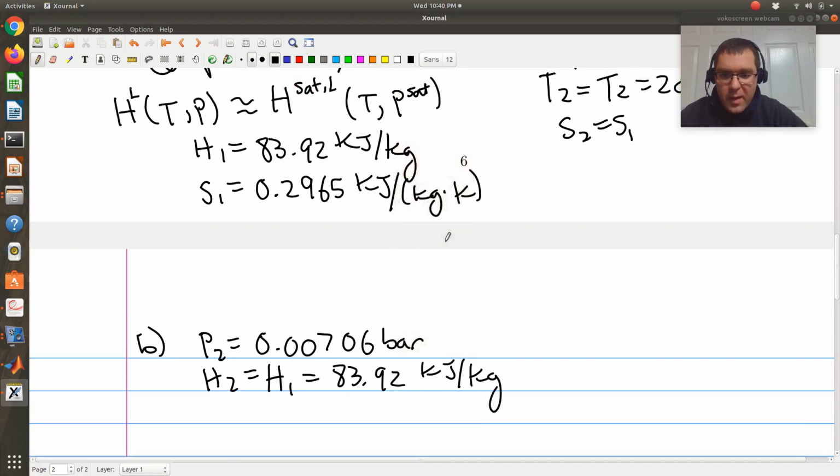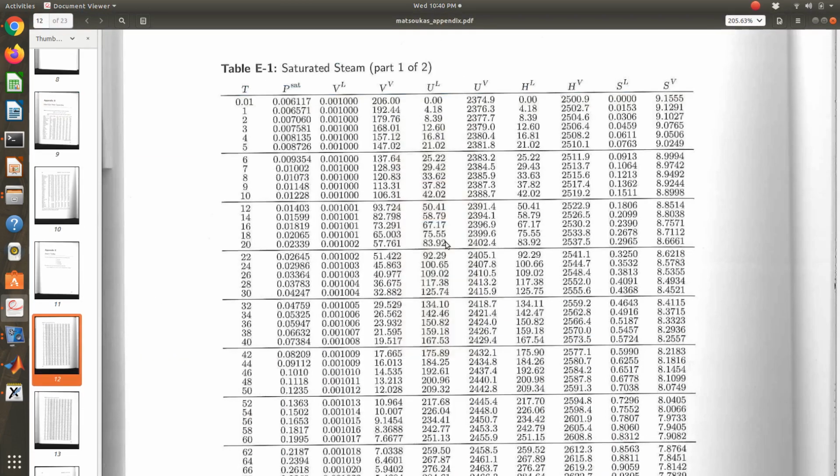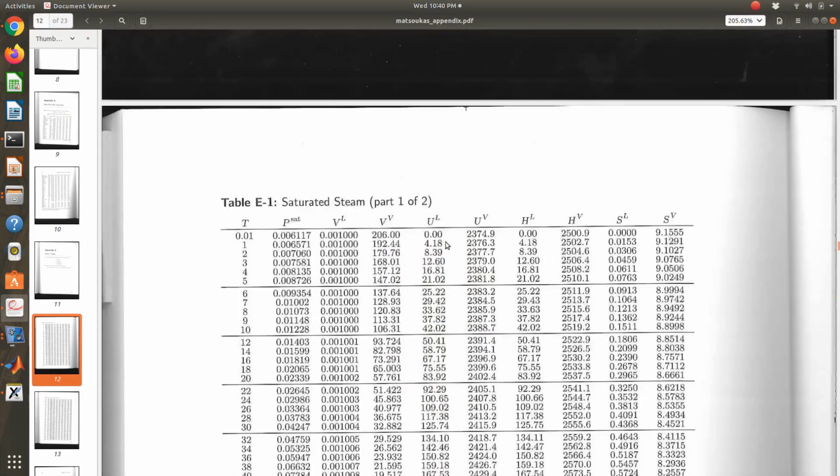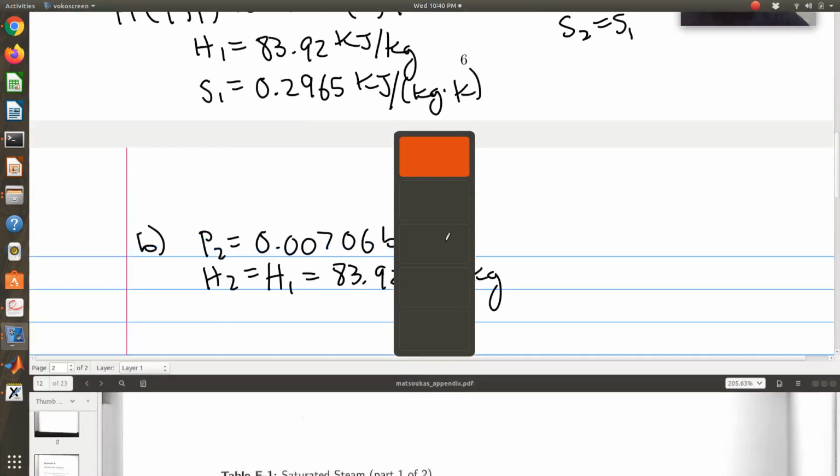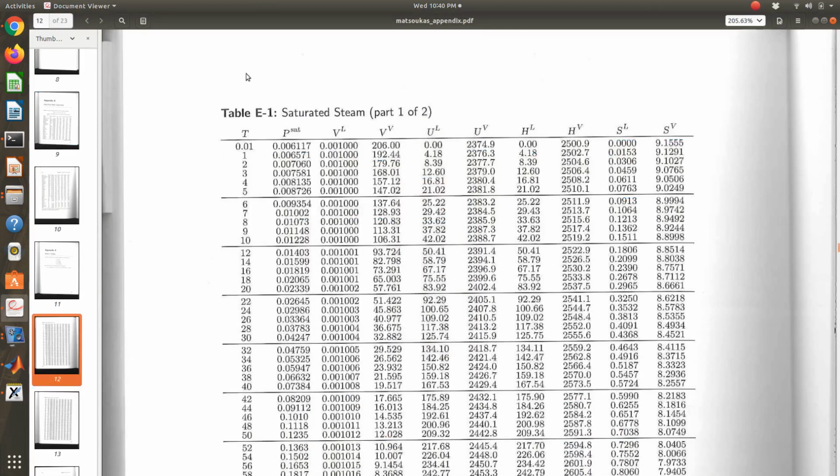All right, so let's go back over to our steam tables. 0.00706. If I look at my saturated steam tables, 0.00706 appears as a saturation pressure for a temperature of 2 degrees C. Now, if I read across, my enthalpy is definitely between the enthalpy of the liquid and vapor phase at that pressure. So I find that it just so happens I have a PSAT of 0.00706.